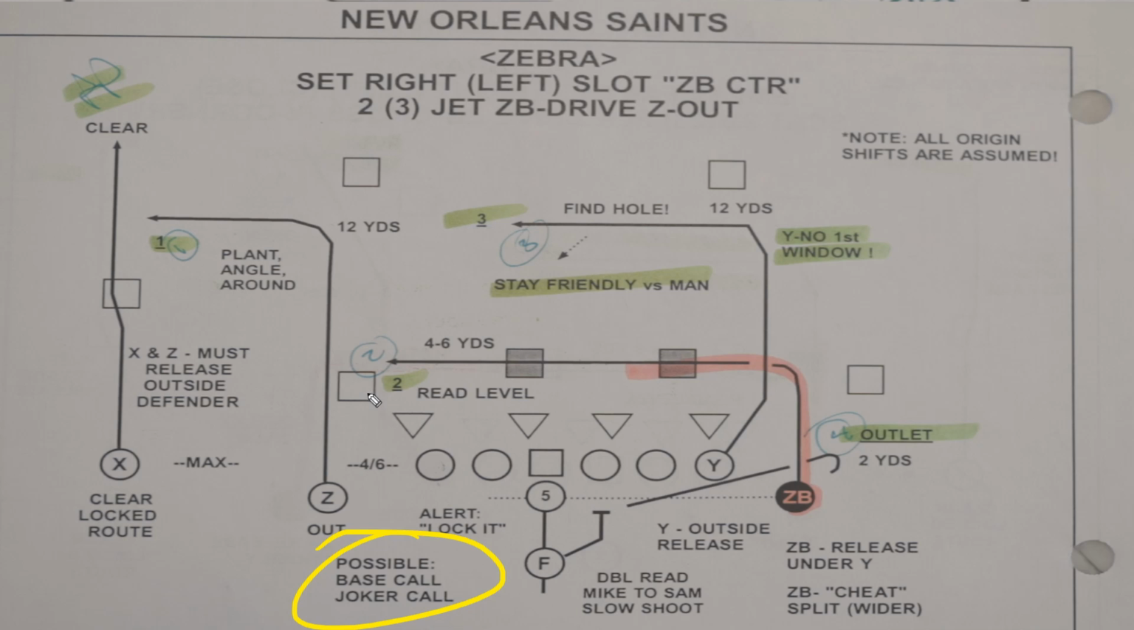A base call would take the slide from the Will into the Mike. So now the line wouldn't go to the Will. They would be going to the Mike. So the back would only have to read 1 to really 2 to out. So that's a base call.